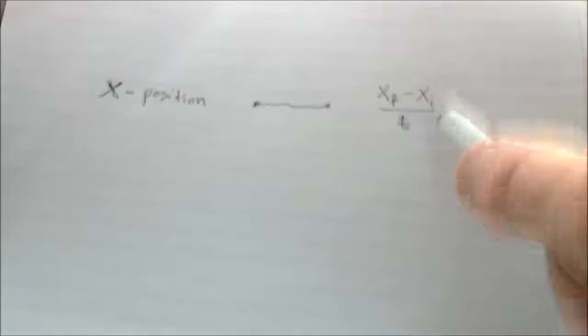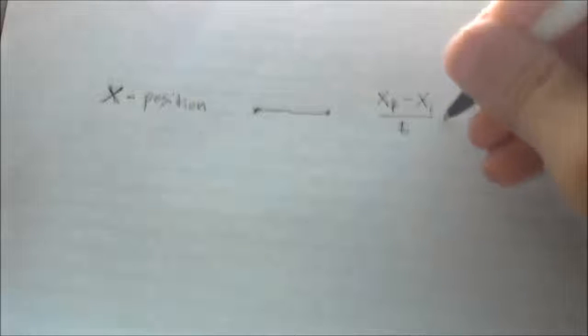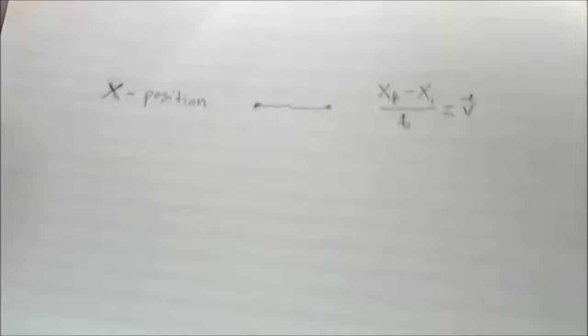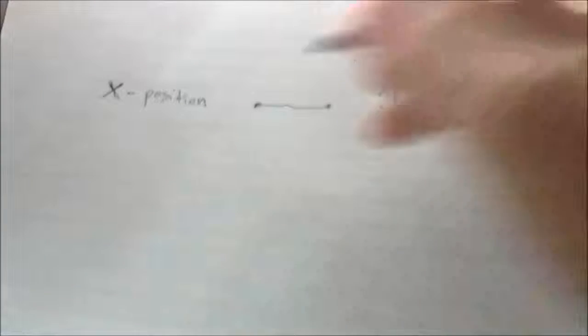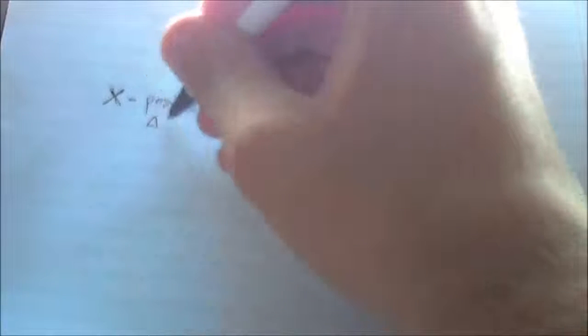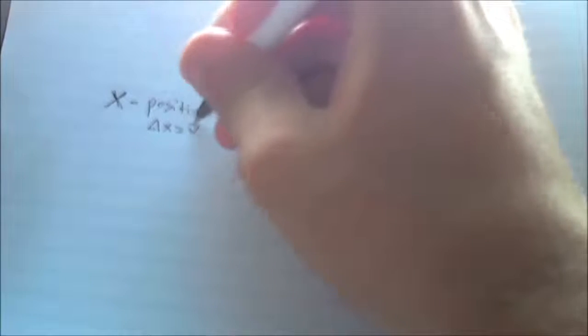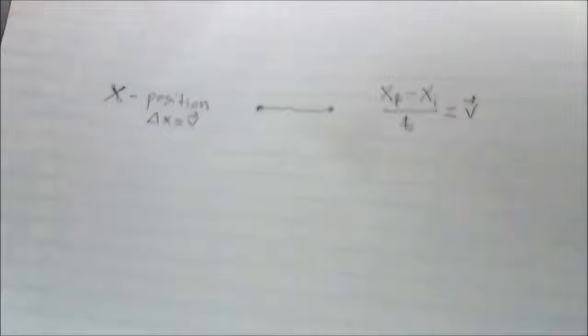What is that? Oh, that's just speed. Look at that. Speed, or velocity. And we're going to use velocity, because velocity is a vector and it's a lot more descriptive. So that's just velocity, right? So we can write that down as the change in x is equal to velocity. And did we already say that? No, we didn't.